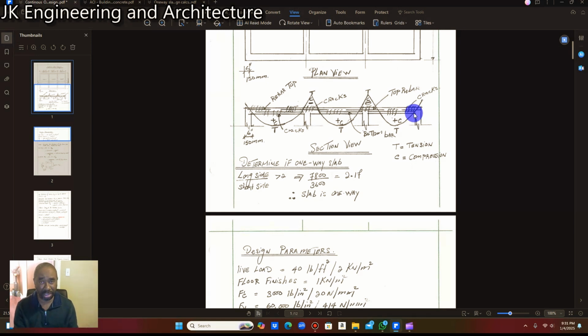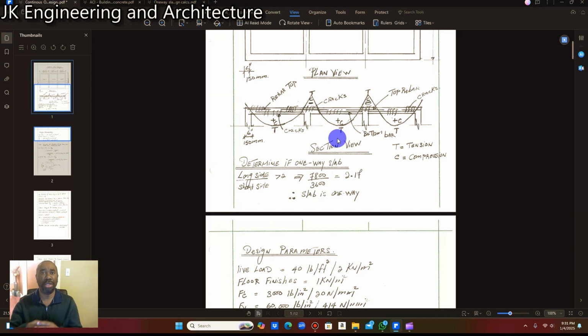And if you have watched the first presentation, you will have seen I calculate for cracking at the upper part of the slab for our temperature and our shrinkage bar. All right, so let's jump into the design calculation now. So the first thing we need to establish about this reinforced concrete slab is if the slab is a one-way slab or the slab is a two-way slab.